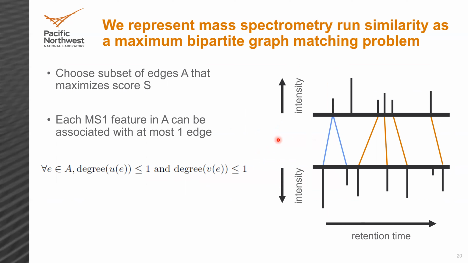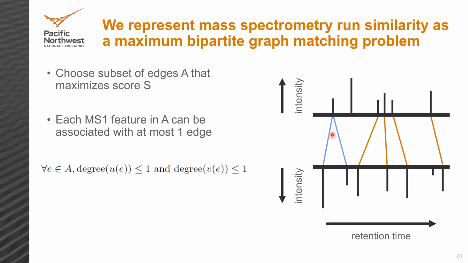Looking at this schematic on the right, we see that there are 2 edges in blue that are both associated with this particular MS1 feature. As a result of this constraint, we can only choose one of these 2 blue edges whenever we choose a matching. We have this constraint because we've done MS1 feature detection. As a result, every MS1 feature is associated with a peptide, and we don't expect the same peptide to show up in multiple MS1 features. So this is why we have that constraint.